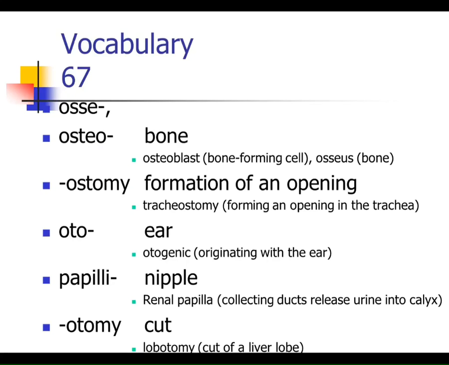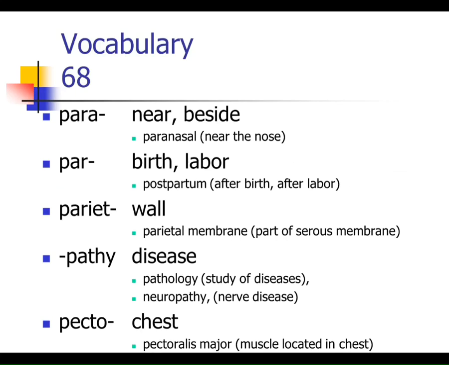We're going to see, though, in skin we saw the papillary layer of the dermis, little nipple-like peaks and valleys, and we're going to see a lot of papillary structures in different places, in the kidney and the heart. Otomy, to cut, a lobotomy to cut out a lobe of a liver or maybe a lobe of a brain. Para, near or beside. Paranasal sinuses, those spaces next to your nose or beside your nose.